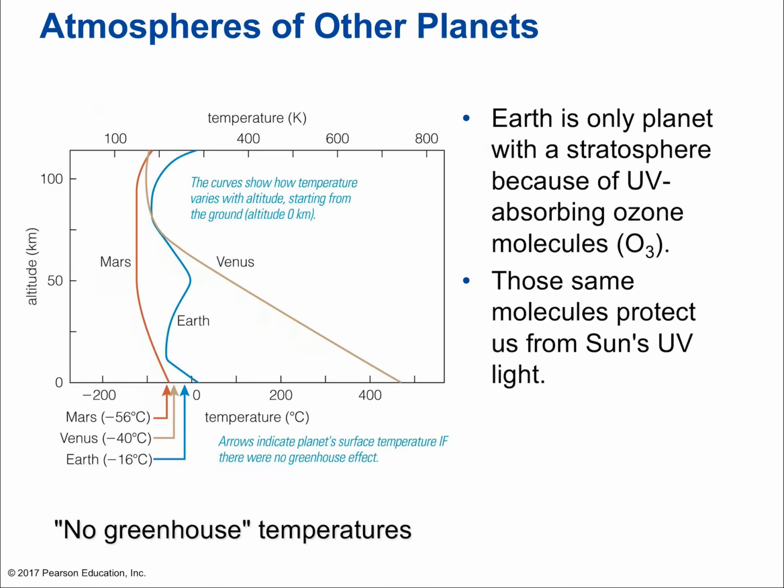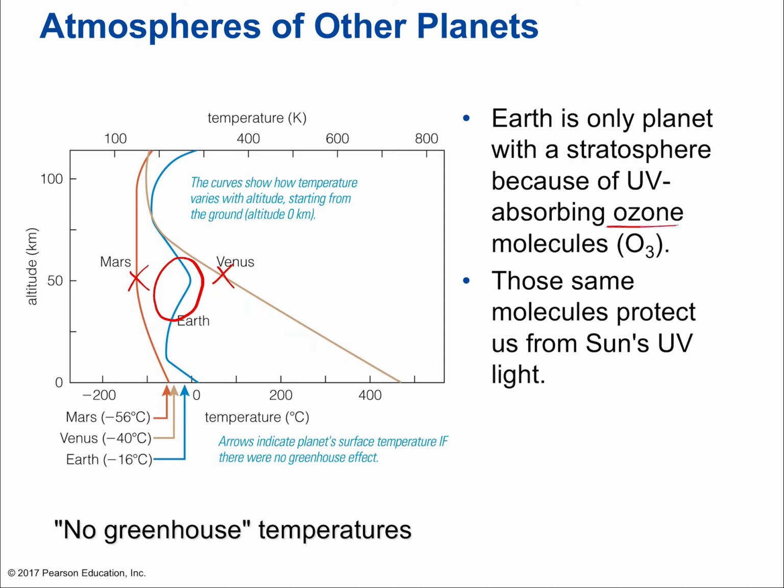So Earth is the only planet with a stratosphere because of the UV absorbing ozone molecules. Okay, so that's a crucial thing about the stratosphere. That stratosphere where temperature went up and then went back down is very unique to one particular type of molecule we have, O3. Those same molecules protect us from the sun's UV light. And we can see that little stratosphere peak doesn't exist on Mars and it doesn't exist on Venus. The curves are different between Mars and Venus, so there are other stories to be told. But the one thing they have in common is they don't have a stratosphere with ozone. Okay, so good difference there.